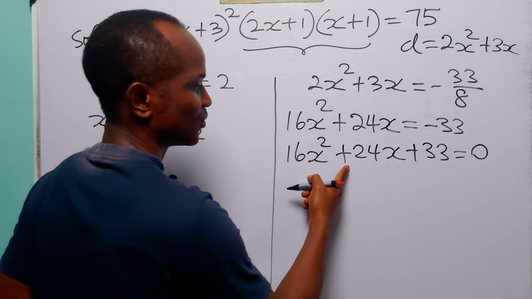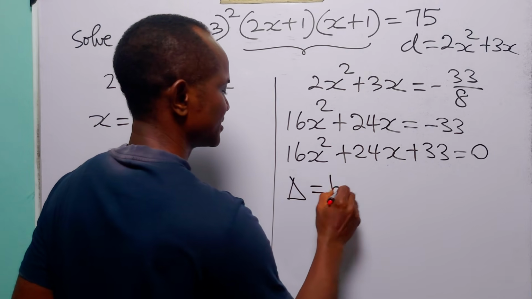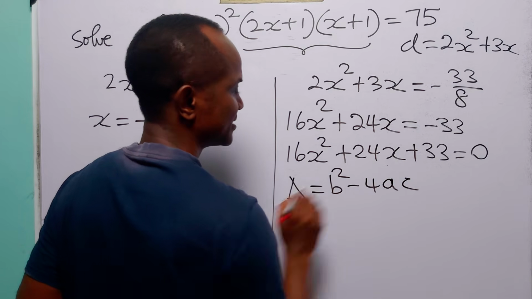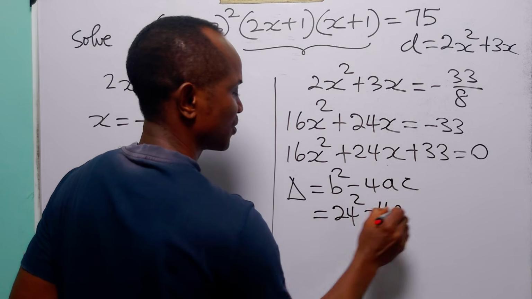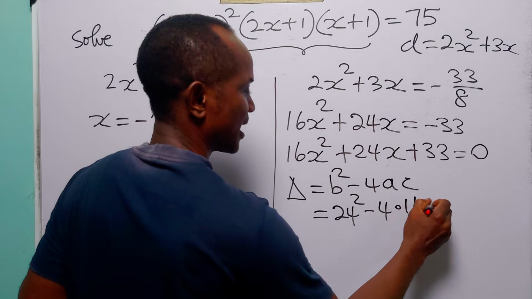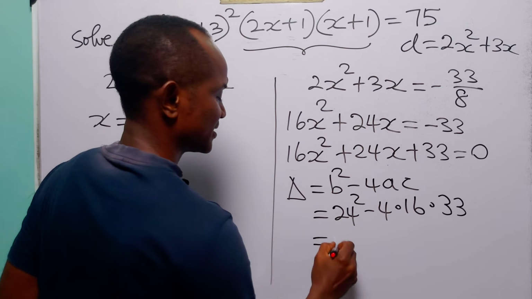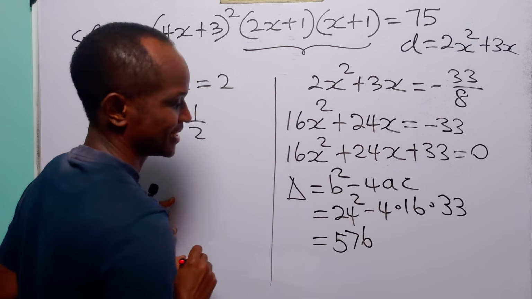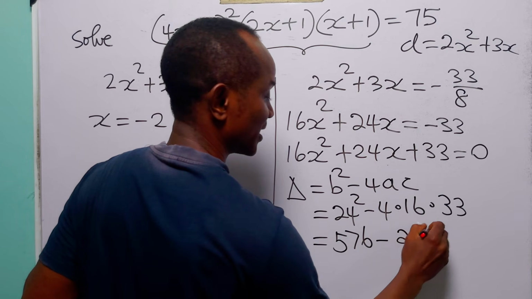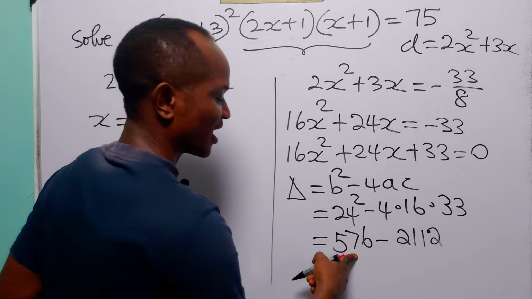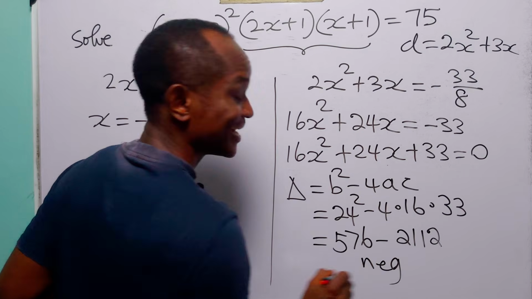Of course, you know that this quadratic equation is not going to yield any real roots, but let us be sure. The discriminant is b squared minus 4ac. Now, b is 24, so we have 24 squared minus 4 times a is 16 and c is 33. 24 squared is 576. 4 times 16 times 33 is 2112. Of course, you can see that 576 minus 2112 is going to be a negative number.